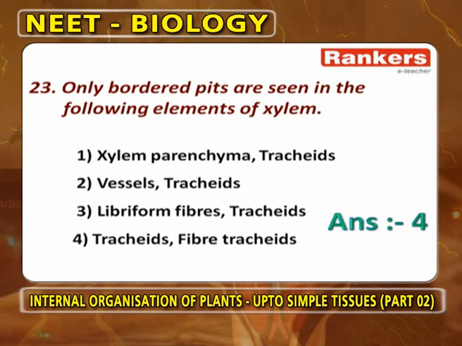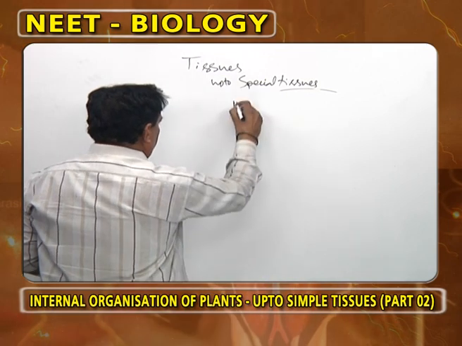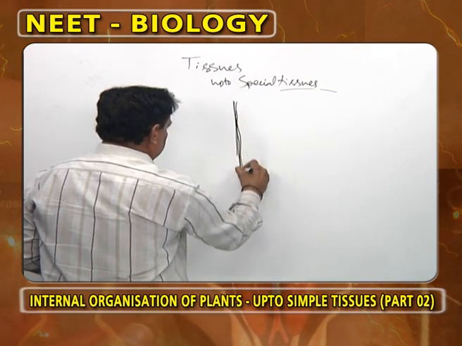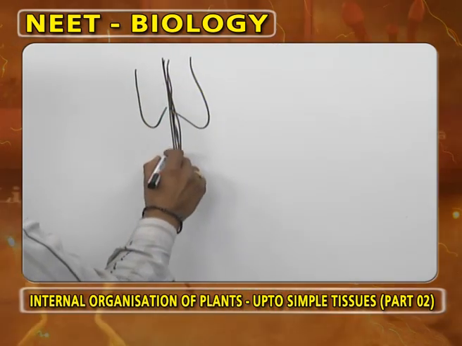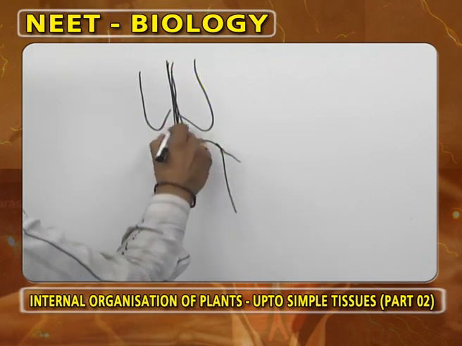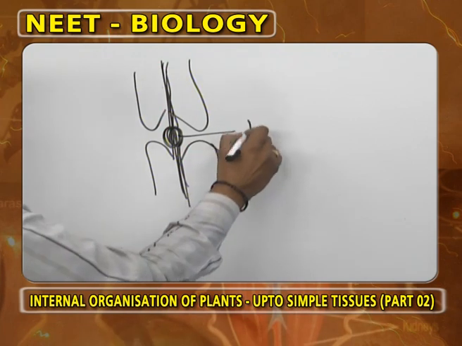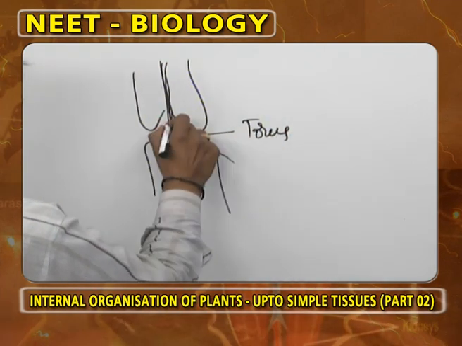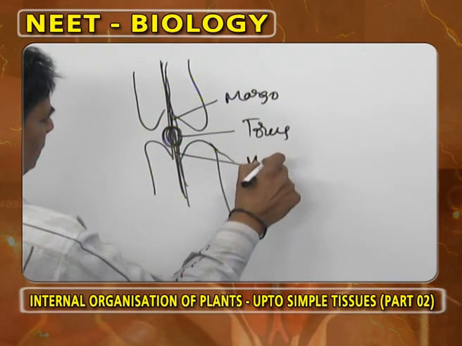Only bordered pits are seen in the following elements of xylem. Bordered pits are the special pits like this. Every bordered pit shows a middle lamellum and the secondary cell wall bends like an arch above this. And every bordered pit at the center shows an expanded, thick middle lamellum called torus. On both sides of the torus, you find thin middle lamellum called margo.